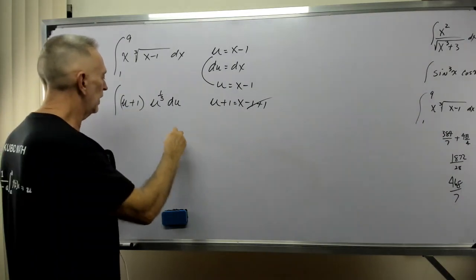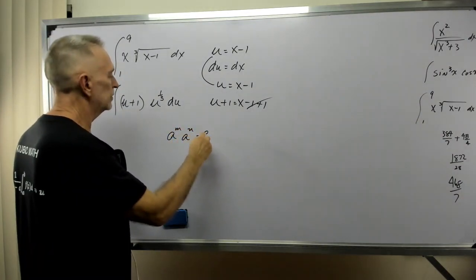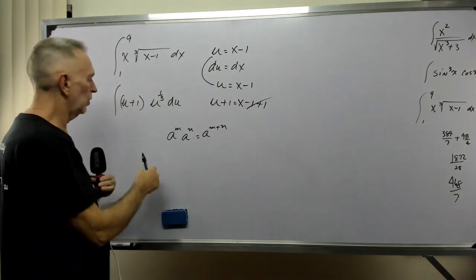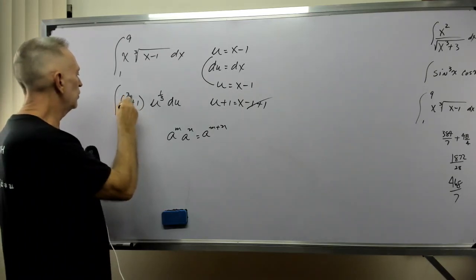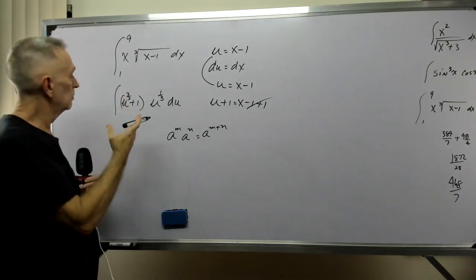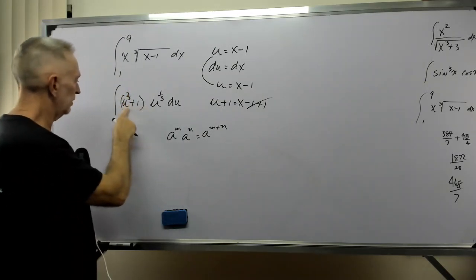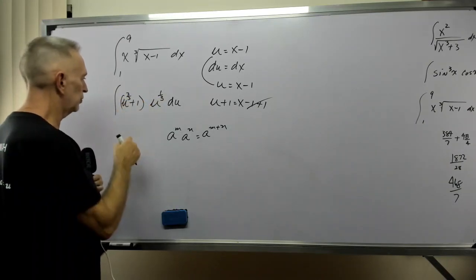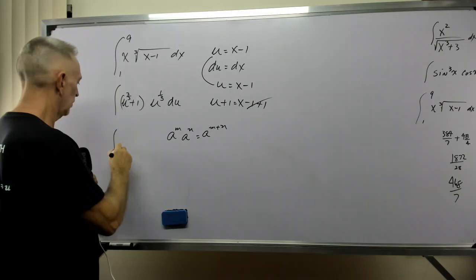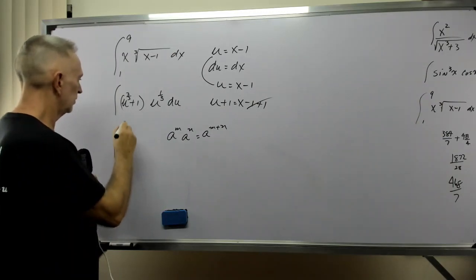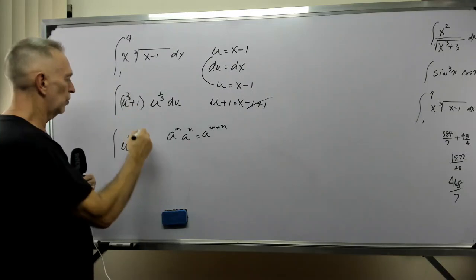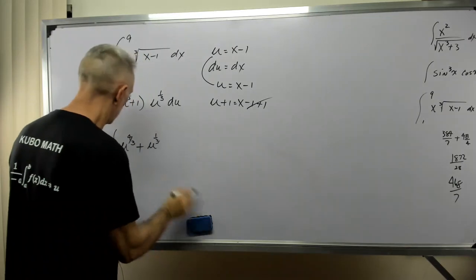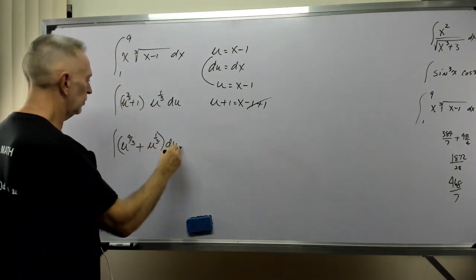If you have a to the m times a to the n, it's a to the m plus n. So if I distribute that u to the 1/3 inside, this is really u to the 3/3, u to the 1. Okay, so now I have this same scenario here. So I just take u to the 3/3 plus u to the 1/3, and it gives me u to the 4/3, plus u to the 1/3 times 1 is u to the 1/3, and all of that du.